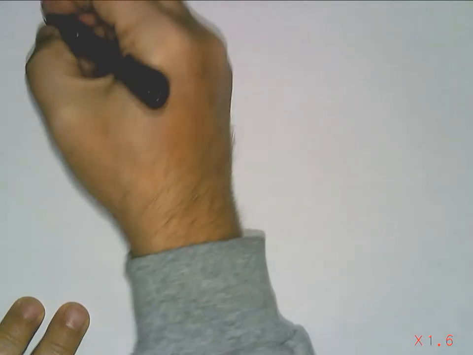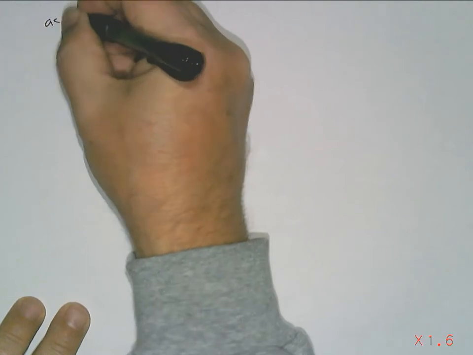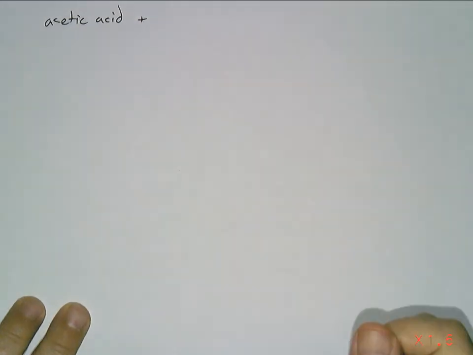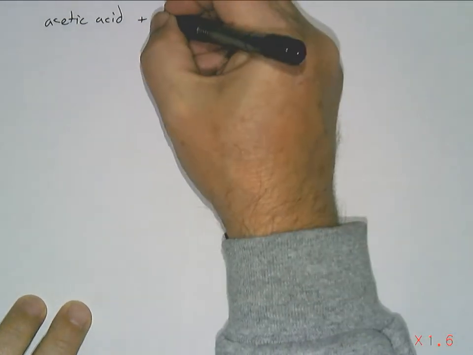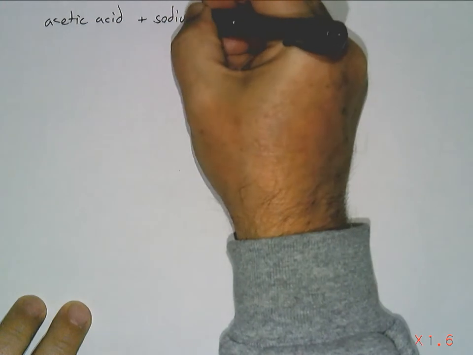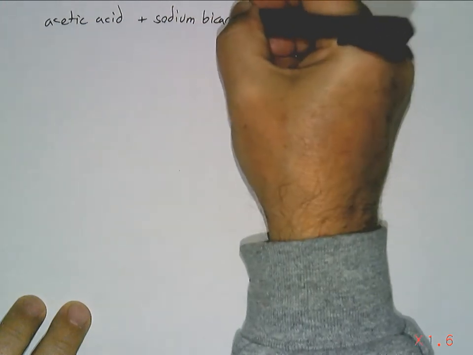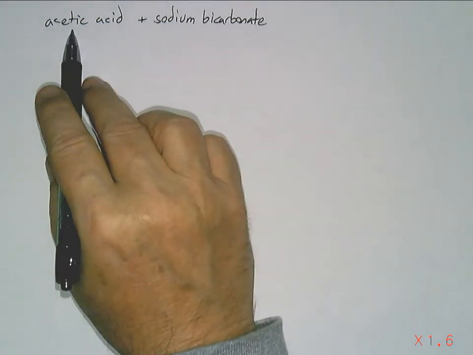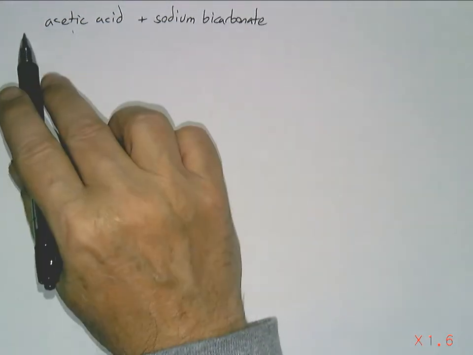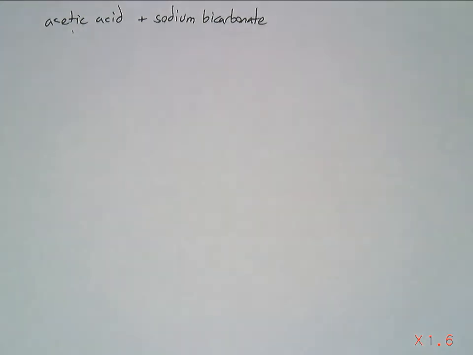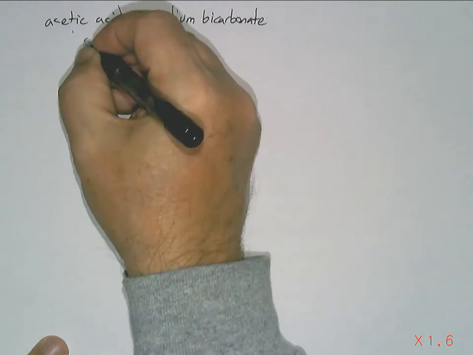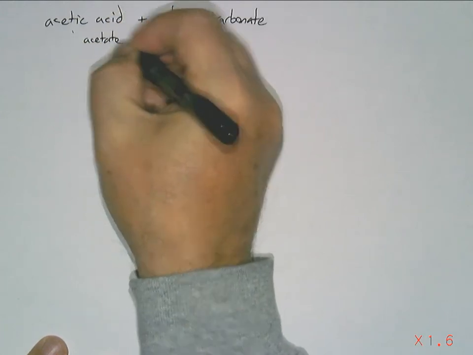How about if we have acetic acid plus sodium bicarbonate? Alright, we have to write down the formula for acetic acid. Now it's got ic acid with no hydro in front. So I know that there's an ion inside there that has an ate ending. So inside there is an acetate ion.